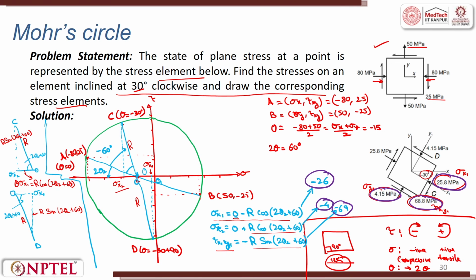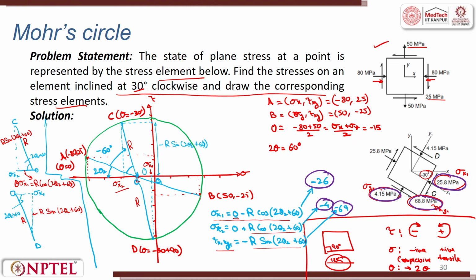Tau x1 y1 projection comes here. I will put that in blue color only. This is tau x1 y1, this total value is equal to r sin 2 theta 2 plus 60, and this is negative here because shear stress is negative above the normal stress line. So, this explains the complete Mohr circle. I think this numerical would help you to understand the Mohr circle completely.